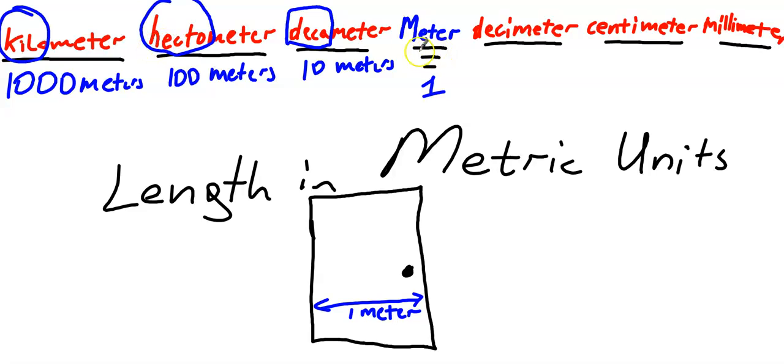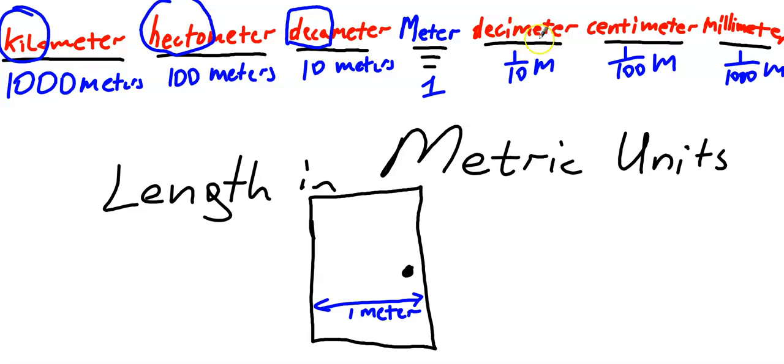Let's go over to the other side. Now, as we go to the right, we get smaller. So a decimeter would be 1/10 of a meter. I'm going to abbreviate meter with just capital M. Centimeter. 1 tiny centimeter is about 1/2 inch, and that amount is 1/100th of a meter. And a millimeter is 1/1000th of a meter.